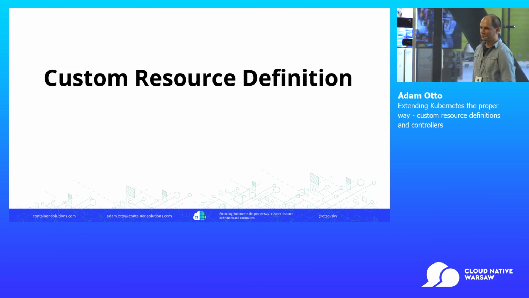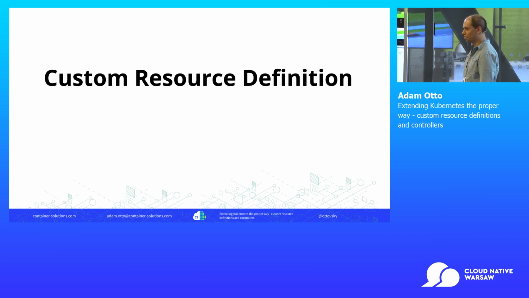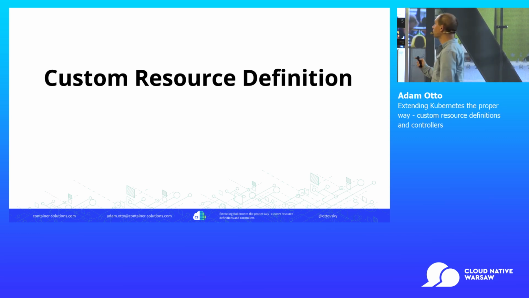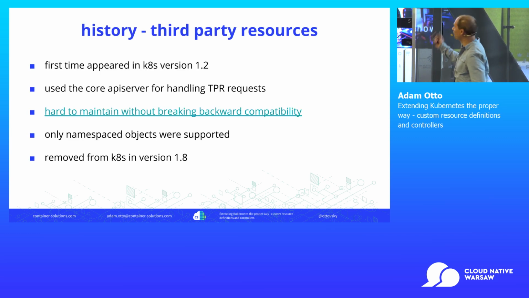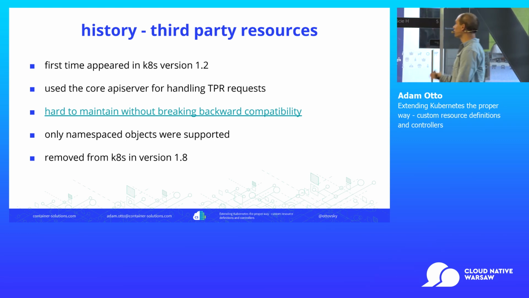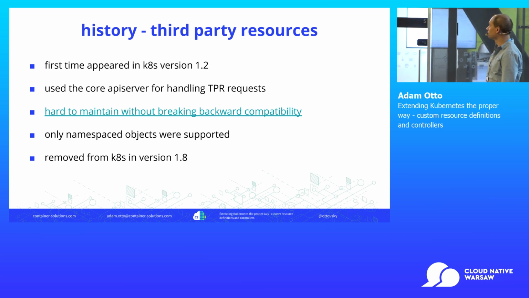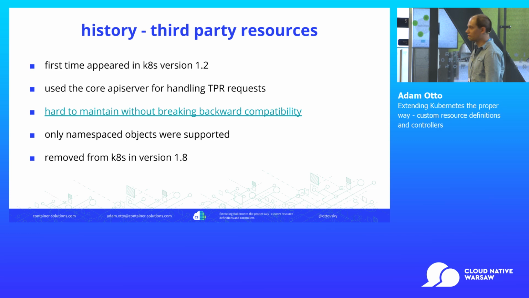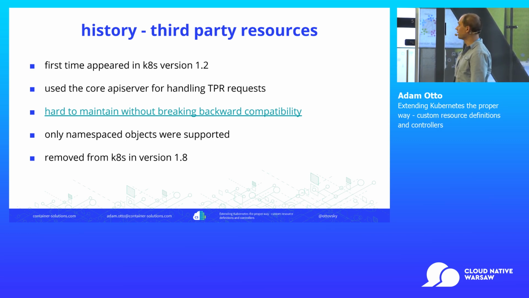But before we go to how to actually build operators, let me just give you a quick overview of what custom resource definitions are. But before we go into custom resource definitions, a little bit of a history lesson. So before CRDs, there were TPRs, which stands for third-party resources, and they appeared for the first time in Kubernetes version 1.2. They used the core API server for handling TPR requests.